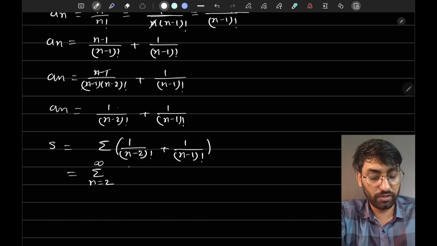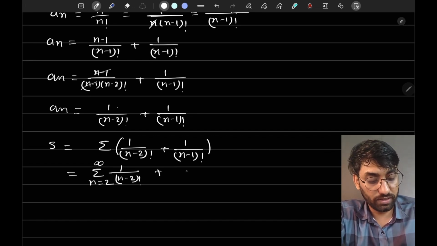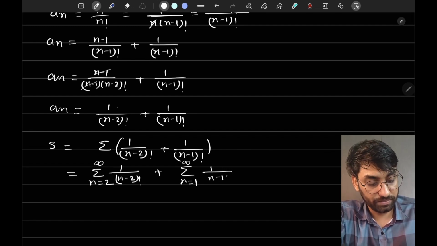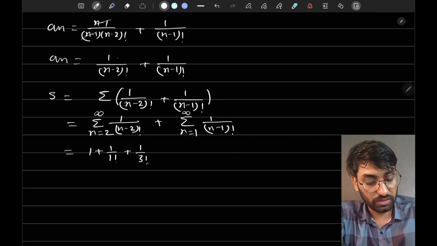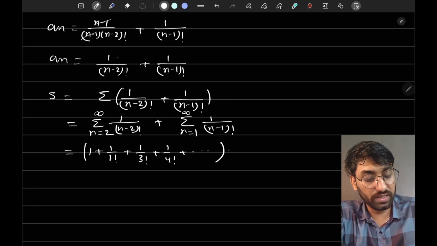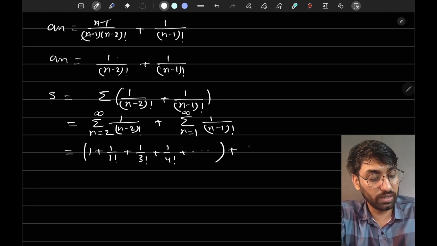So, it will become what? 1 upon n minus 2 factorial plus, this will become what? n going from 1 to infinity, 1 upon n minus 1 factorial. Correct? Now, if you closely open this one, that is nothing but 1 plus 1 by 1 factorial plus 1 by 2 factorial plus 1 by 3 factorial and so on. Similarly, if you open this second one, it will again become 1 plus 1 by 1 factorial plus 1 by 2 factorial plus 1 by 3 factorial and so on.